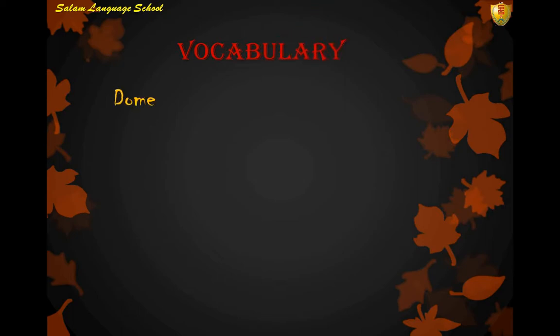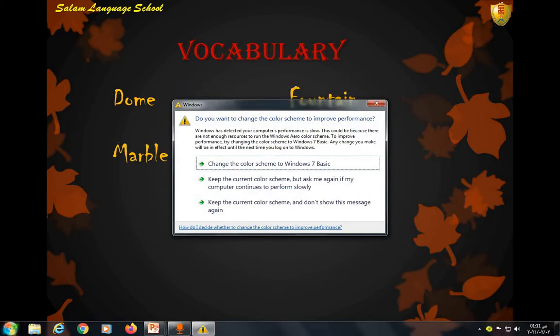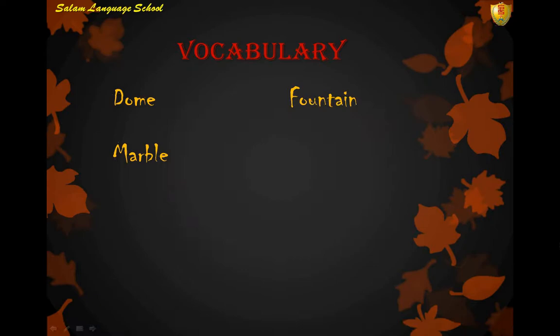For example, the first word, dome. Dome is a round roof on a building or a shape or building like a bowl cut in half. The next word, fountain. Fountain is a structure from which water is pushed up into the air, used for example as decoration in a garden or park. The next word, marble. Marble is a type of hard rock that becomes smooth when it is polished and is used for making buildings or statues.